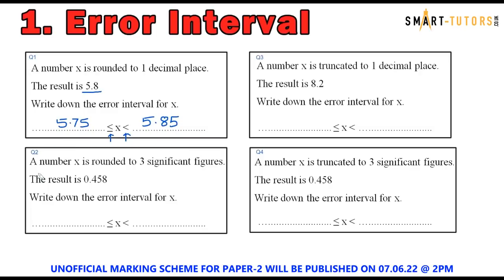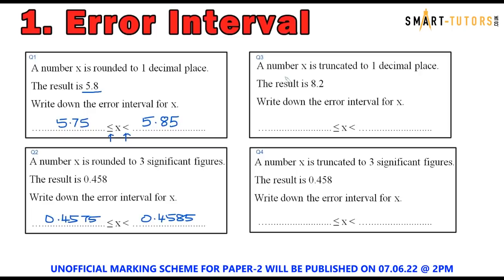Question number 2: a number x is rounded to 3 significant figures. The result is 0.458. Write down the error interval for x. The upper bound for that one is 0.4585 and the lower bound is 0.4575. That is rounding to one decimal place and 3 significant figures.